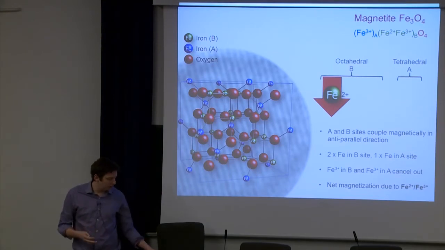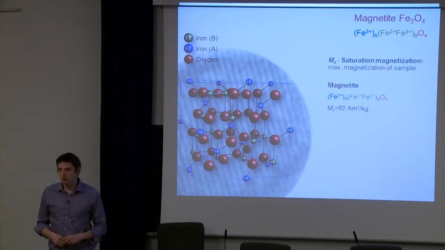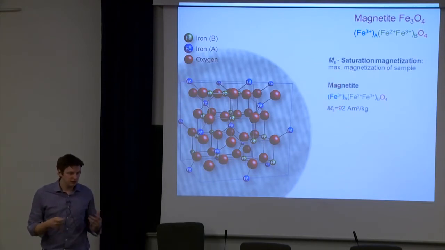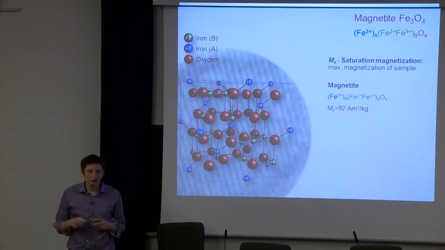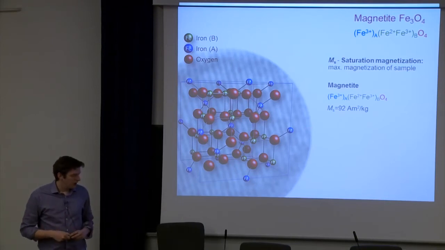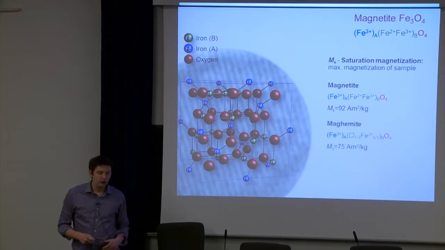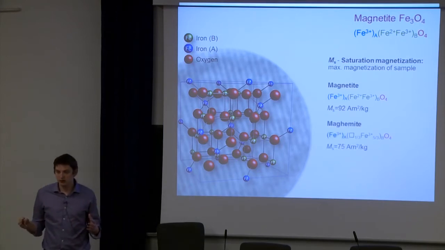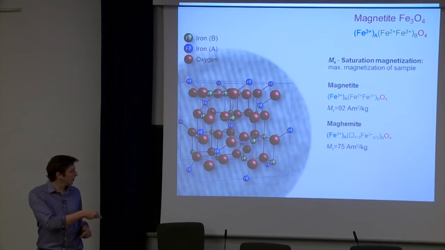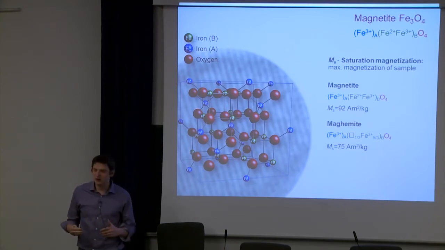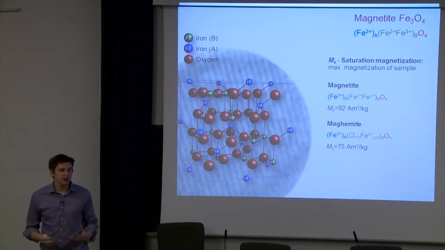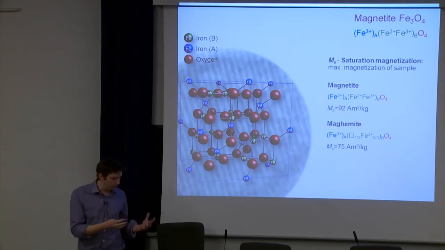And just to put this in perspective, when we have stoichiometric magnetite, we expect a magnetization value of about 92 ampere meters squared per kilogram. You don't have to worry so much about those units. But with maghemite, which is the more oxidized version of magnetite, you see this value drops by about 20% to 75. So this gives you an idea that if you've got an oxidized sample, it's less magnetic than the stoichiometric magnetite.